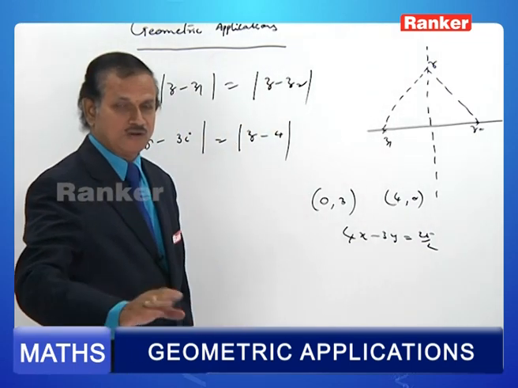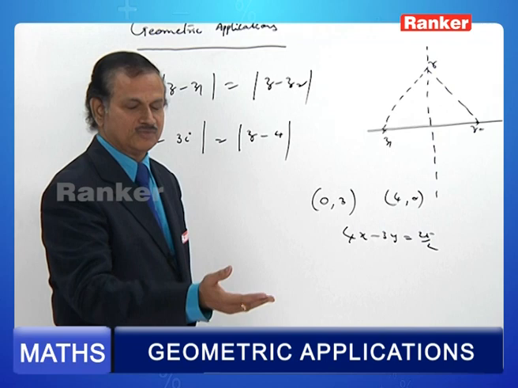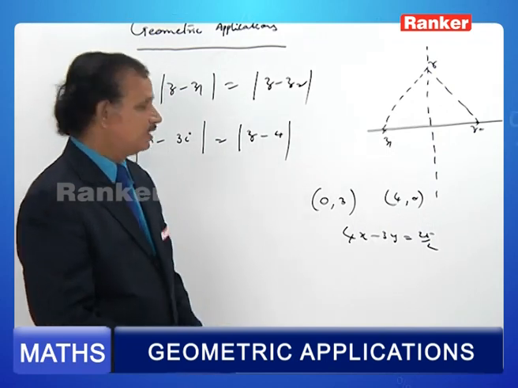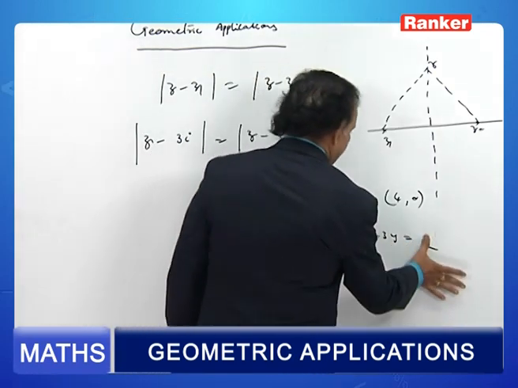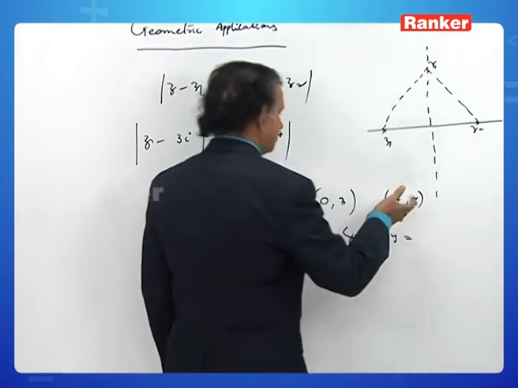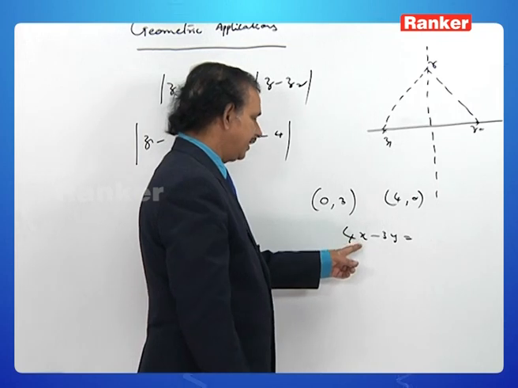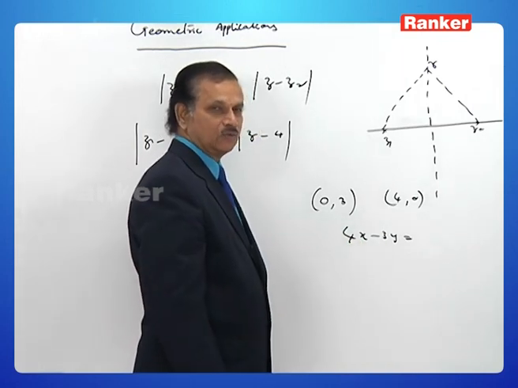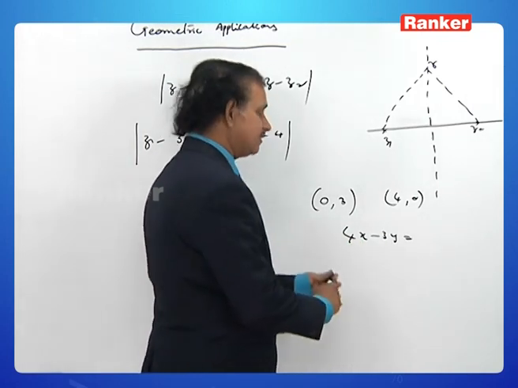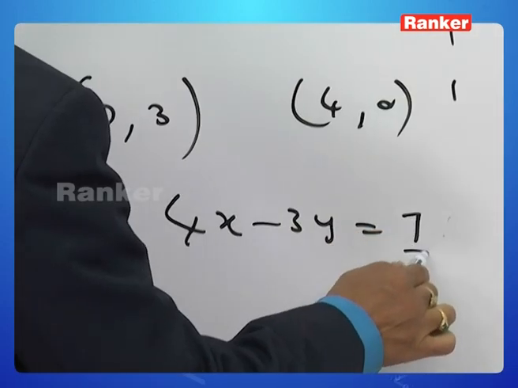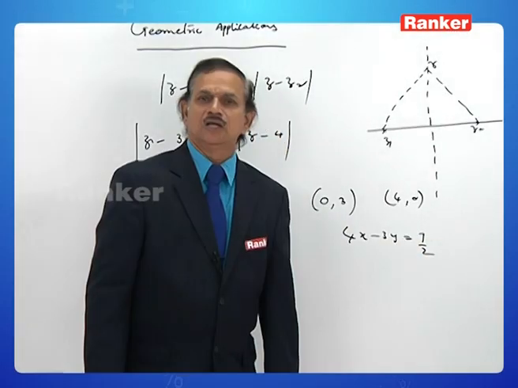Immediately, if you know the slope, you must be able to imagine the straight line, 4x minus 3y. Now, bisector, so it passes through the midpoint. What is the midpoint here? 2, 3 by 2. 4 2s are 8, 8 minus 9 by 2. What is that? 16 minus 9, 7 by 2. So 4x minus 3y is equal to 7 by 2 is the right answer.